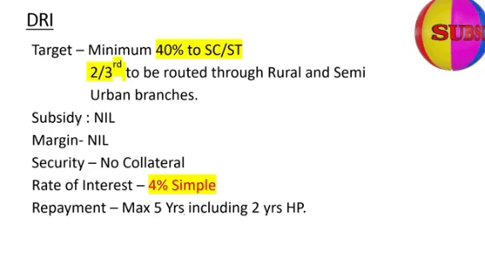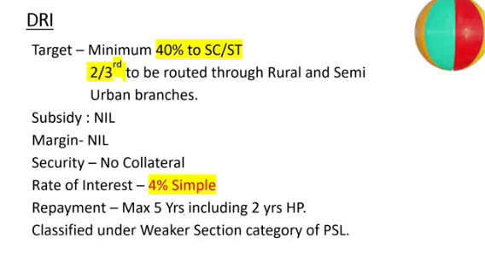So in my view, this is a good scheme, especially for the poor. At least one deserving customer we can finance every year. I will not say more, but those who are looking after advances, please try to find one deserving customer every year. Okay. Then it is classified under the weaker section category of priority sector lending also. Okay.